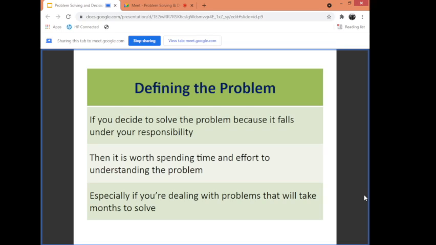You're adding more value. You're getting more customers, attracting more customers, things like that. You're increasing your productivity and your efficiency, and that's meaningful problem solving, especially if you're dealing with problems that will take months to solve. Okay.